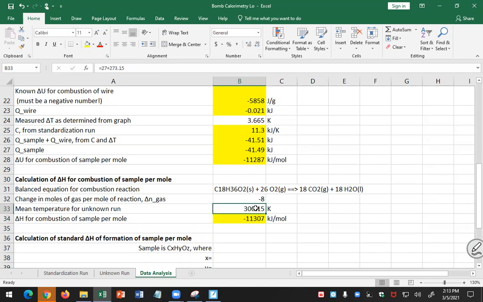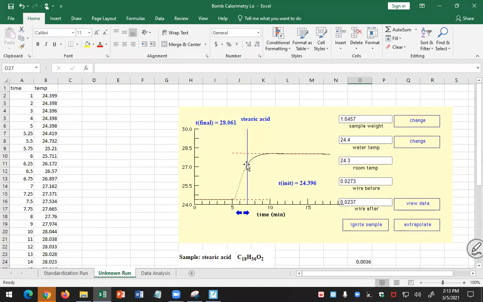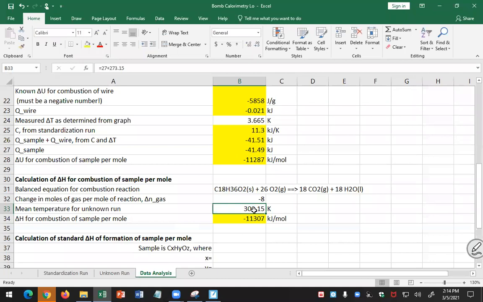My temperature is this one right here. My average temperature. Where do you get your average temperature? Right here where the line crosses, your mean temperature. That's why you have to determine that, especially for the unknown run. Okay? So my T initial is 24.39, my T final is 28. My mean temperature is around 27 point something. I'm just going to use 27, so that's 300 Kelvin.